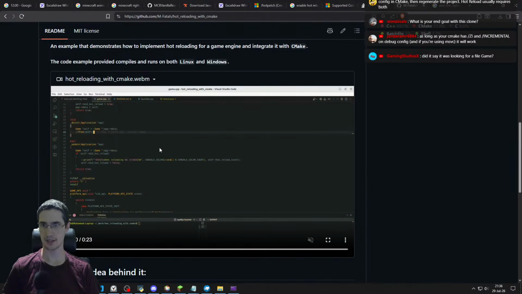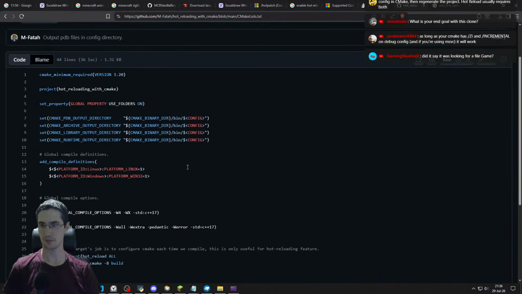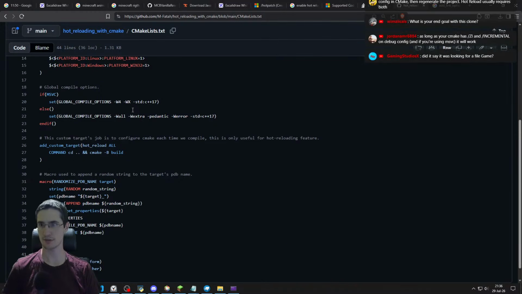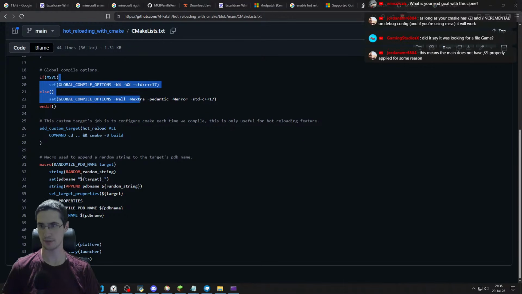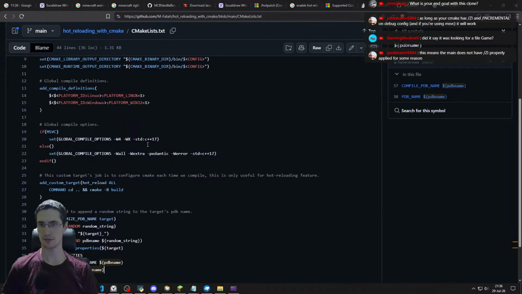Yeah, here this guy has hot reloading. CMake. Project hot reloading with CMake. Nice. Set compile options. It's probably not this. Custom target, not this. Or is it?